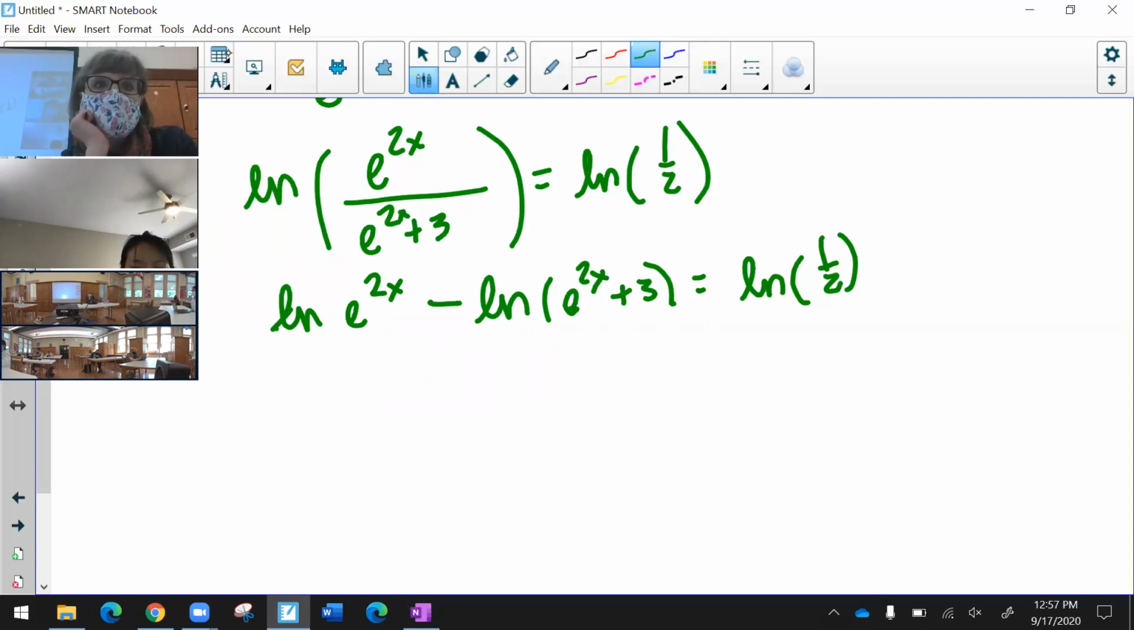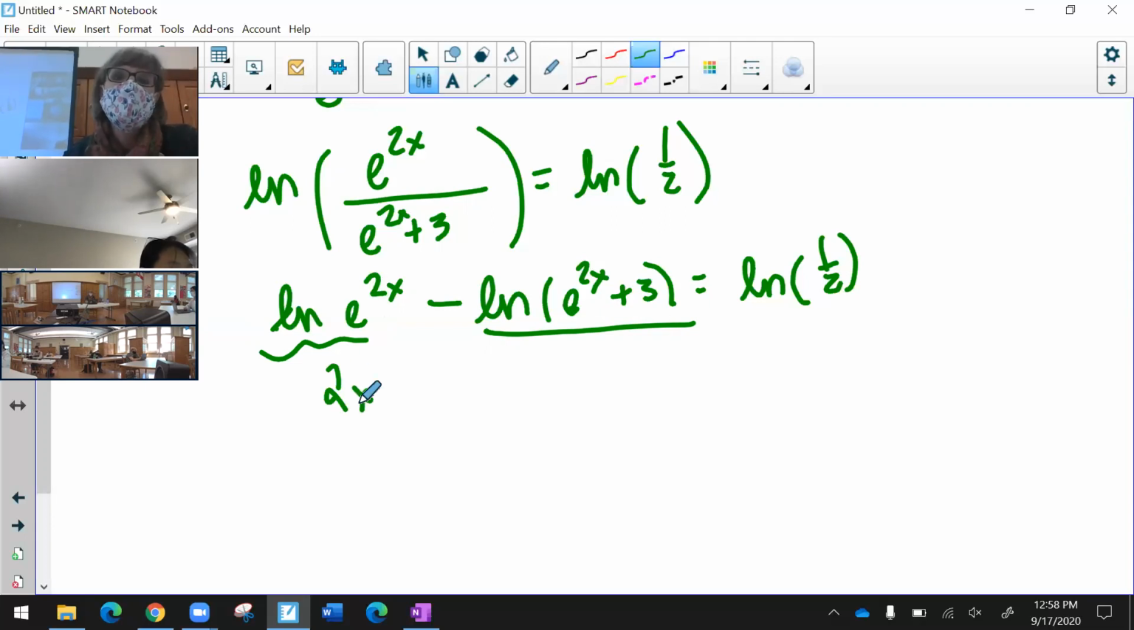Could you separate the natural log of e? This? Yeah. No, I cannot. Natural log is not an operator that distributes. Some operators distribute, right? Like multiplication. If I do a times b plus c, that's ab plus ac. Okay, but natural log doesn't work that way. So this I know how to deal with, right? What does the natural log of e to the 2x become? 2x. Okay, so that gives me something.